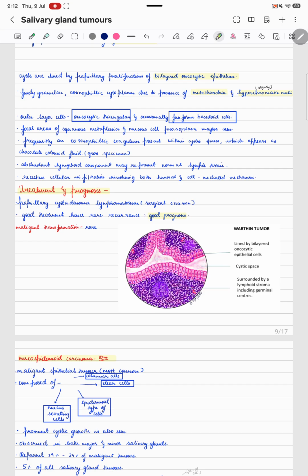Now moving forward, there is reactive cellular infiltration involving both humoral and cell mediated mechanisms. So it involves both humoral and cell mediated mechanisms.